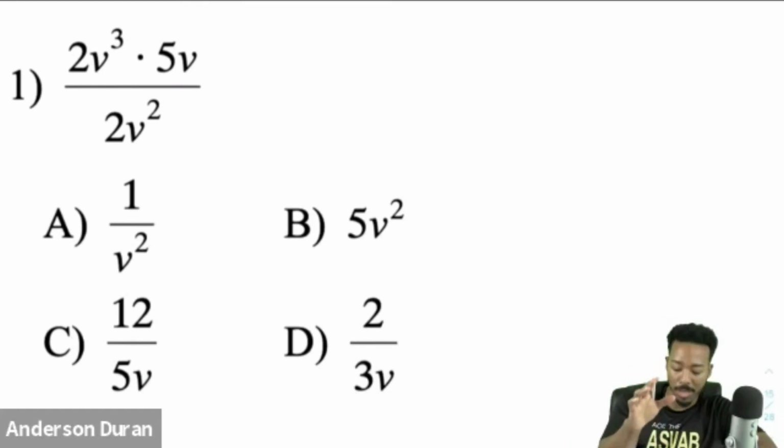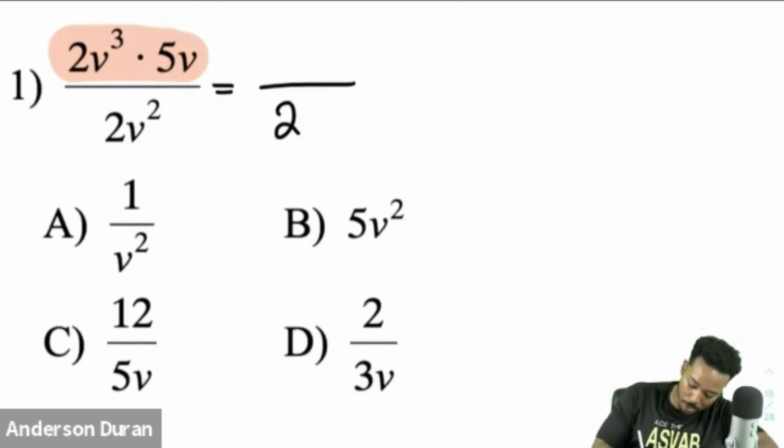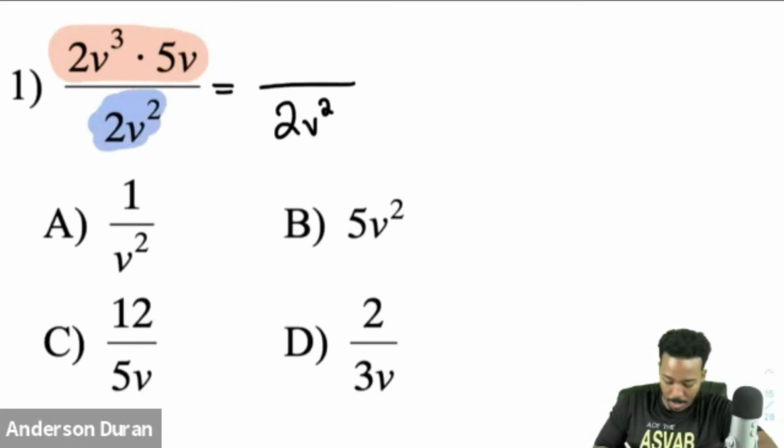Let's multiply first. So here's what I'm going to focus on. I'm going to focus on this first part right here. What that means is that the 2v squared on the bottom stays the same. Nothing got done to it. Let's just focus on this right here.